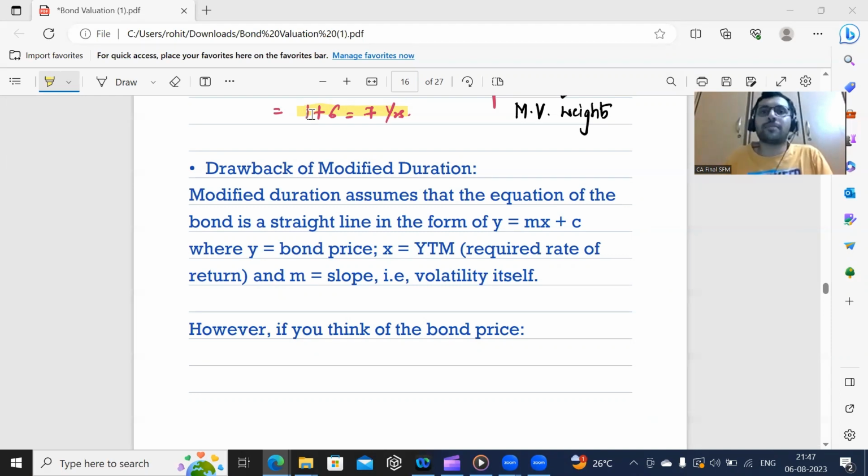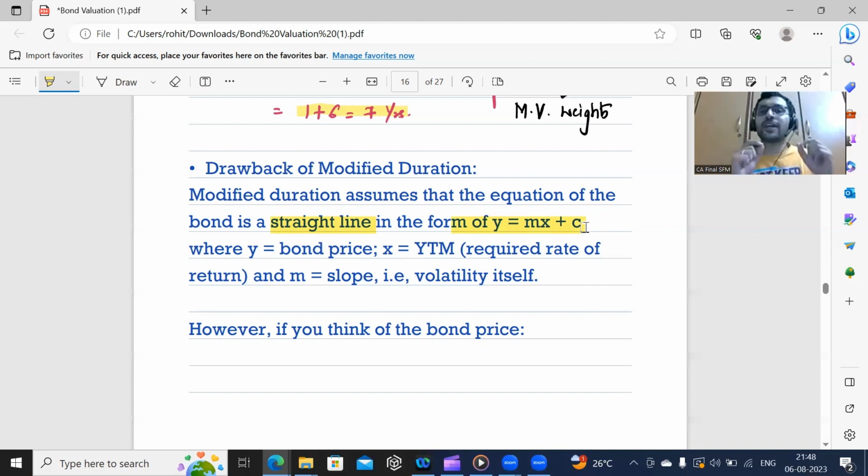Hi everyone, welcome back. Now let's continue our discussion on the drawbacks of volatility, or the drawbacks of modified duration. Like I mentioned in one of the previous lectures, modified duration assumes that the equation of the bond is actually a straight line, which is in the form of y equal to mx plus c, where y is the intrinsic value of the bond, x is the YTM.